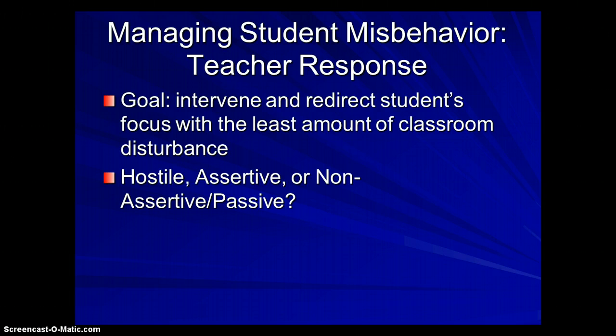And there are 3 ways that you may approach it. You could be a hostile teacher, one who loses her temper, says things she doesn't mean, or is very controlling and maybe even gets so angry and upset with the student's misbehavior. That's a hostile teacher, not good. You may be an assertive teacher. That's what we're going to talk about and what you should be. Or you may be non-assertive or passive.